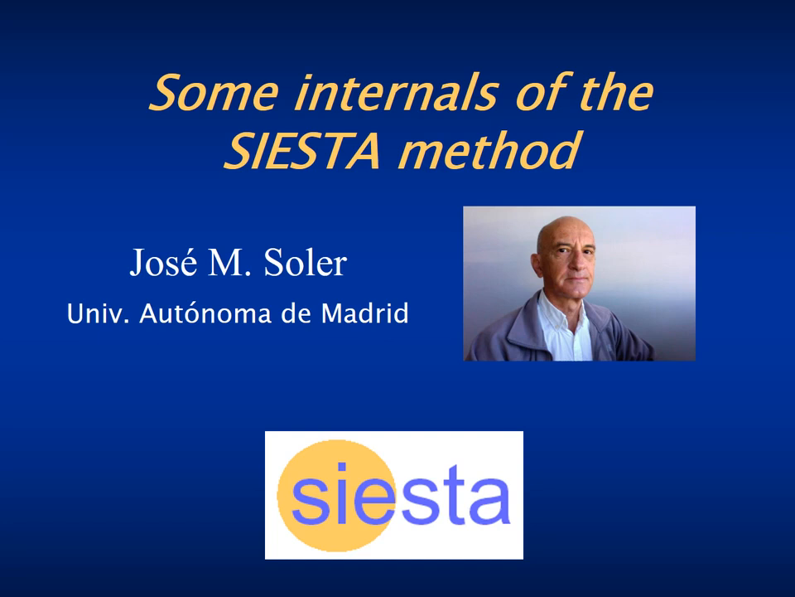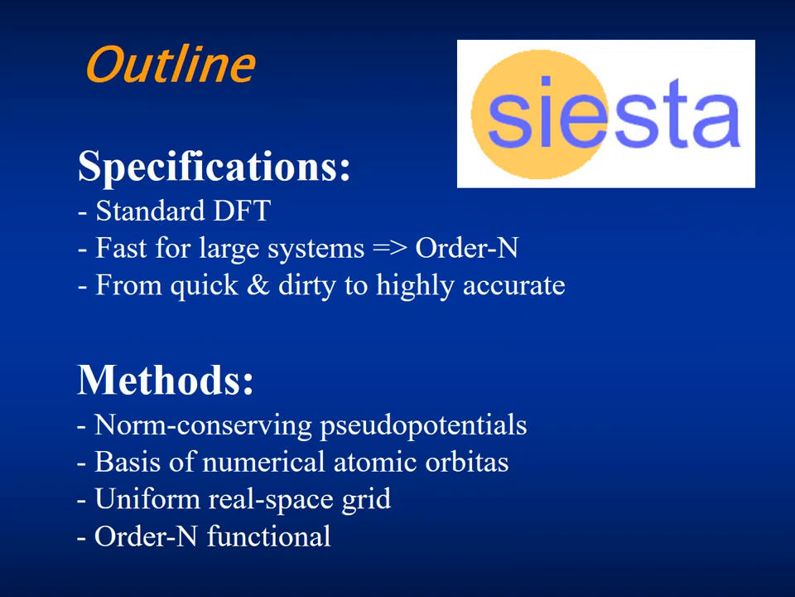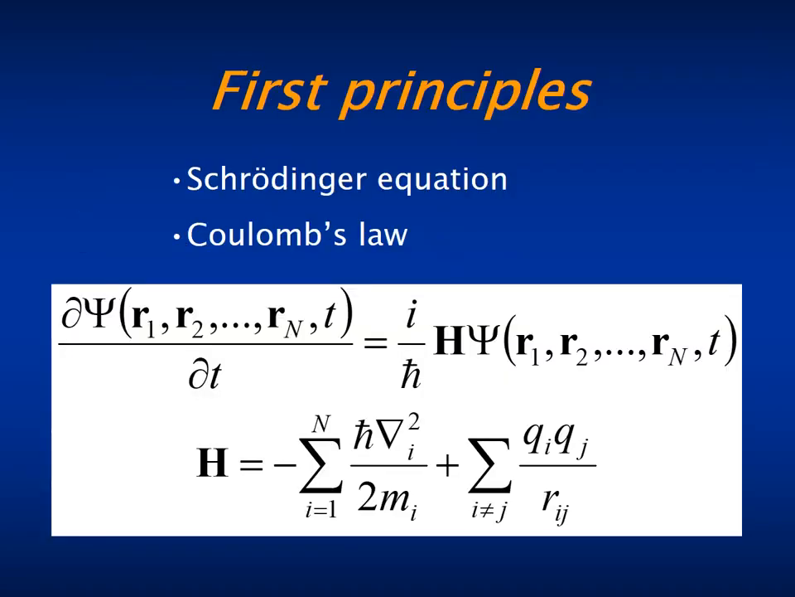Hello, I am José Soler, and I will introduce a miscellany of theoretical concepts and more practical issues on the Siesta code. Siesta was designed to be a standard DFT code specialized in fast calculations for large systems, but also allowing highly accurate calculations. It uses norm-conserving pseudopotentials, a basis of numerical atomic orbitals, a uniform space grid for some integrals, and an order n functional for solving Schrödinger's equation.